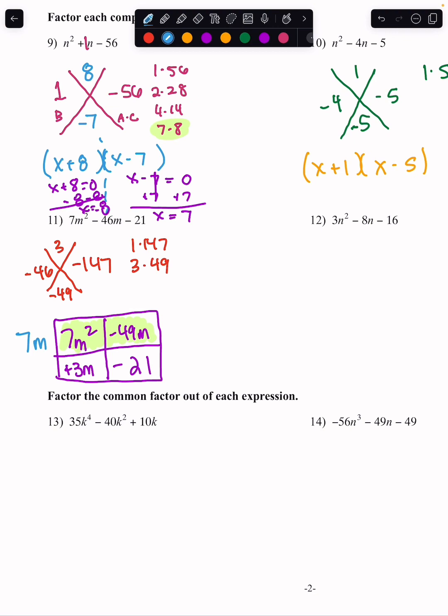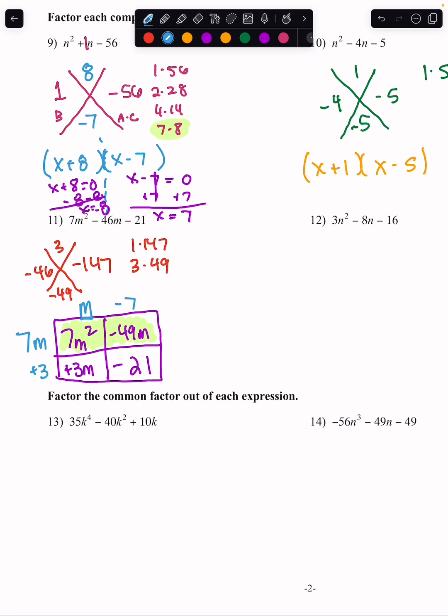7m times what is 7m squared? Well, that becomes m up here. And 7m times negative 49 ends up becoming what? What is that number? Negative 7. And then this m at the top times what gives me positive 3m? You would say plus 3.